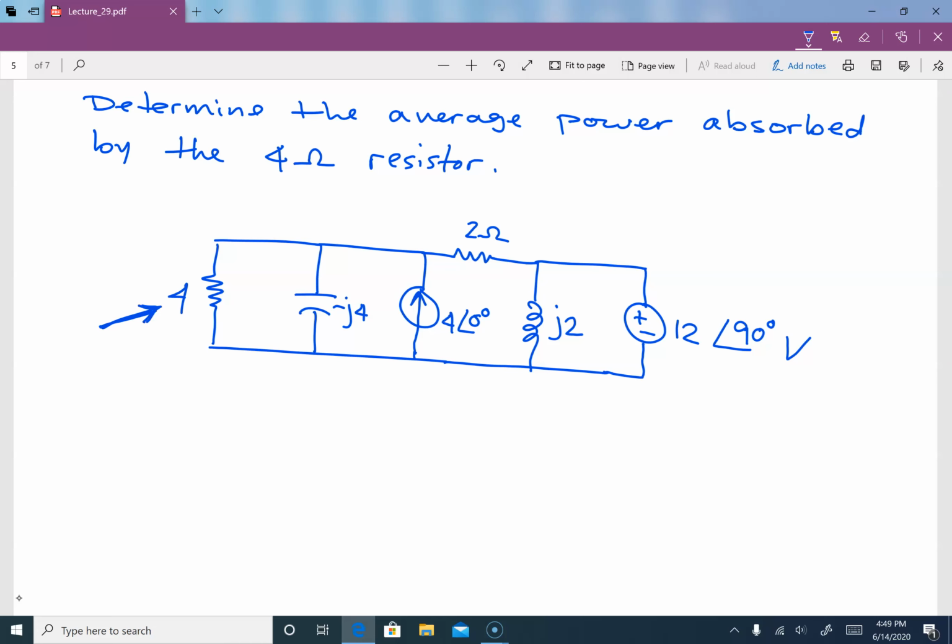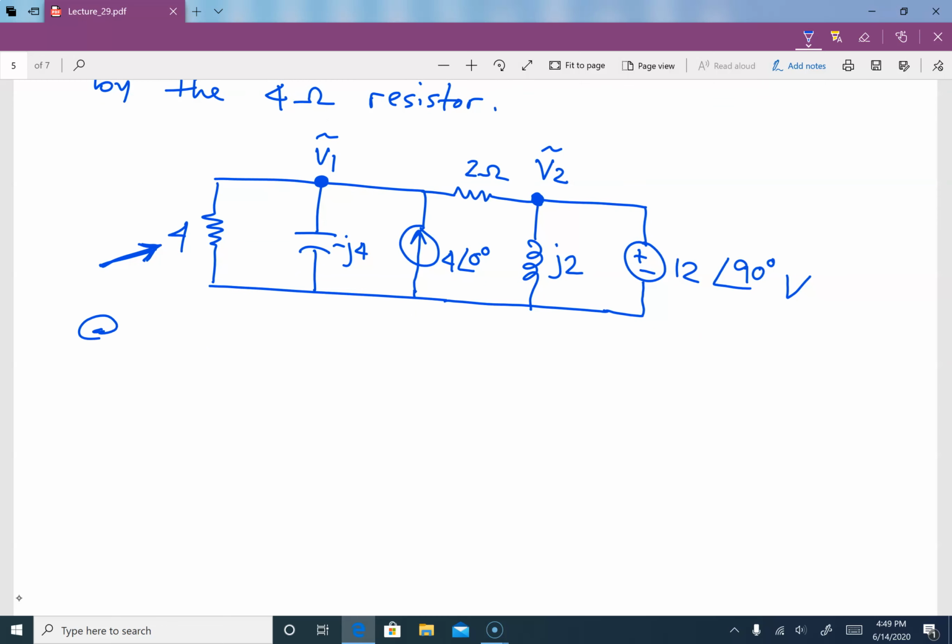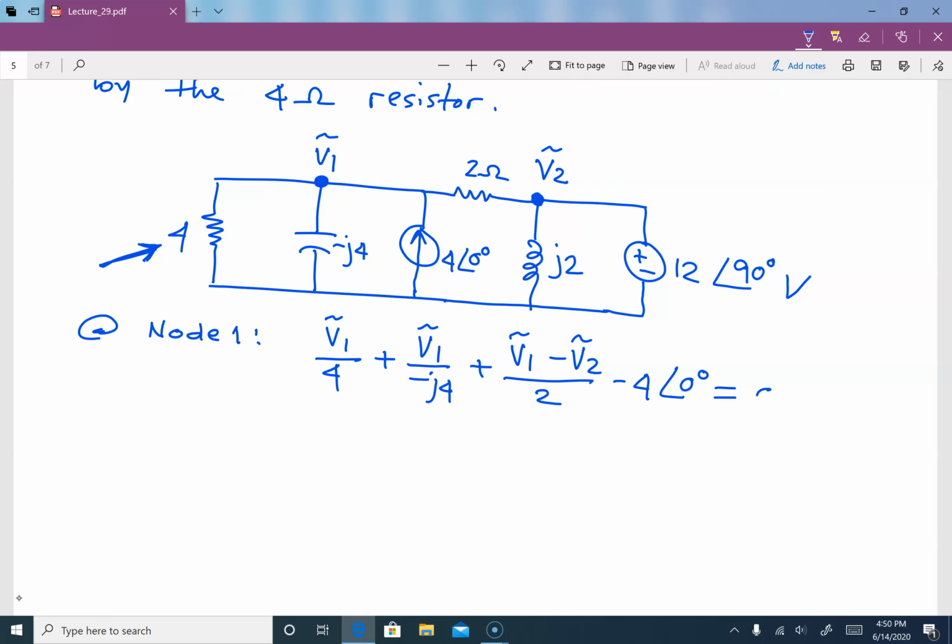So we can put this as node 1. We can put this as node 2. So we can say that at node 1, that is V1 over 4 plus V1 over negative J4 plus V1 minus V2 over 2 is equal to 0. We have one more term, minus 4 with angle 0, and then that is equal to 0.